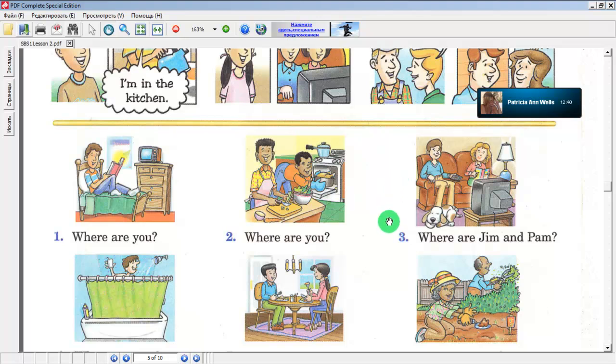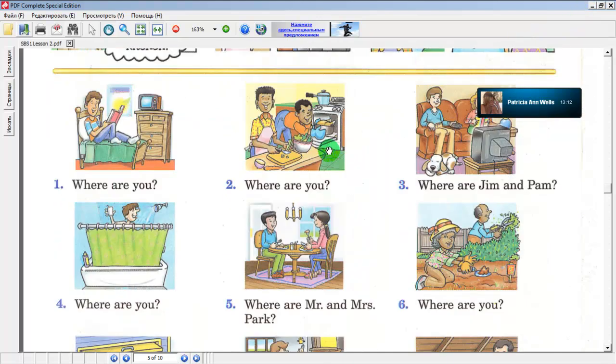Okay. Where are you? We're in the kitchen. Okay, be careful. We're in the kitchen. Okay. Number 4. Where are Jim and Pam? They're in the living room. Okay. Where are you? I'm in the bathroom. Sorry. Where are Mr. and Mrs. Spark? They're in the dining room. Good.